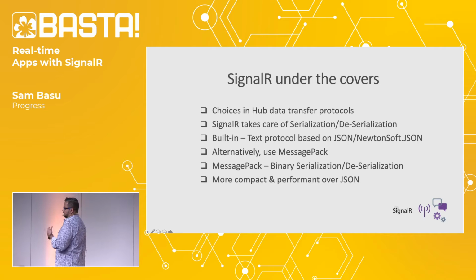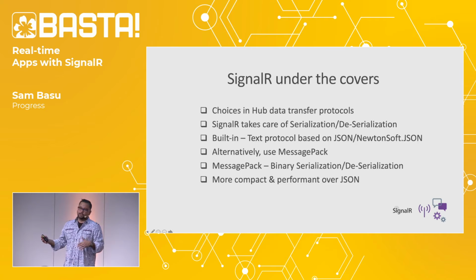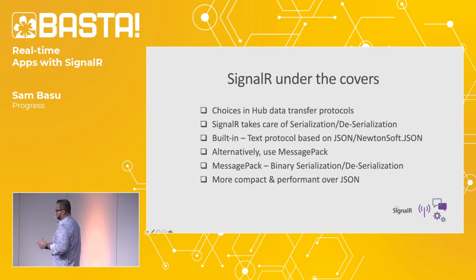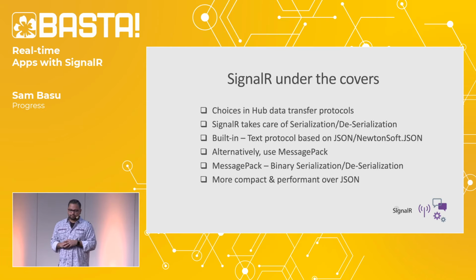The default is JSON.NET, which is now built into .NET itself. It's nice and configurable, so you can choose to use Newtonsoft JSON if you want, or you can fall back to something like MessagePack, which is what gRPC uses to do the protocol buffers. It's binary serialization, so it's a little more compact and a little more efficient than JSON. So it has all of those features, all of that configurability built in.